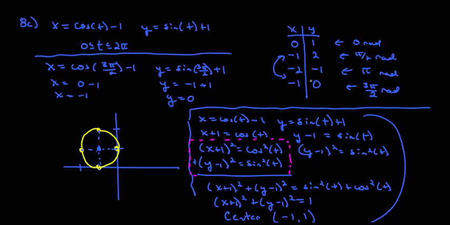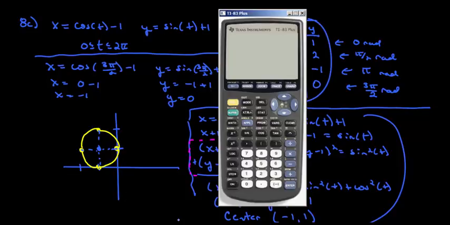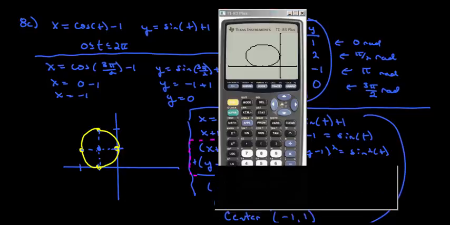But if you didn't, what I do want you to be able to do is make a table, plot some points, and be able to grab your calculator and see roughly what the parametric equation looks like. Okay, so if you have any questions on the parametric stuff, make sure you stop by and see me.